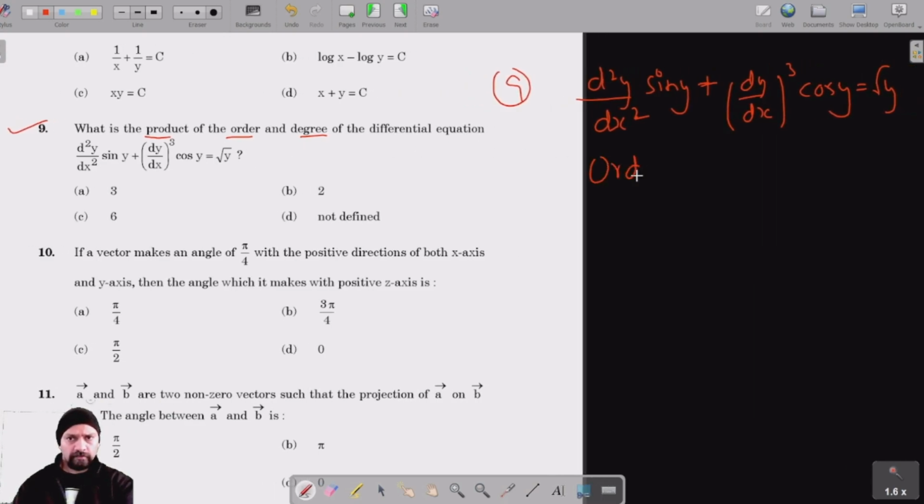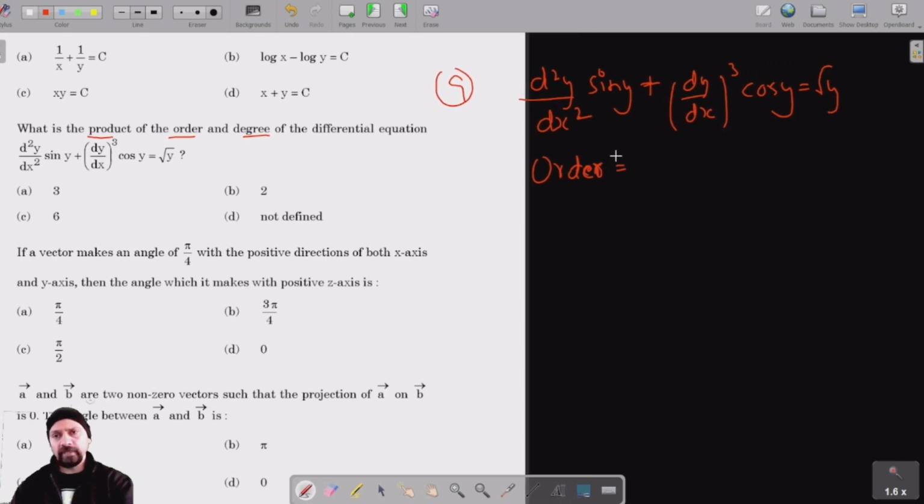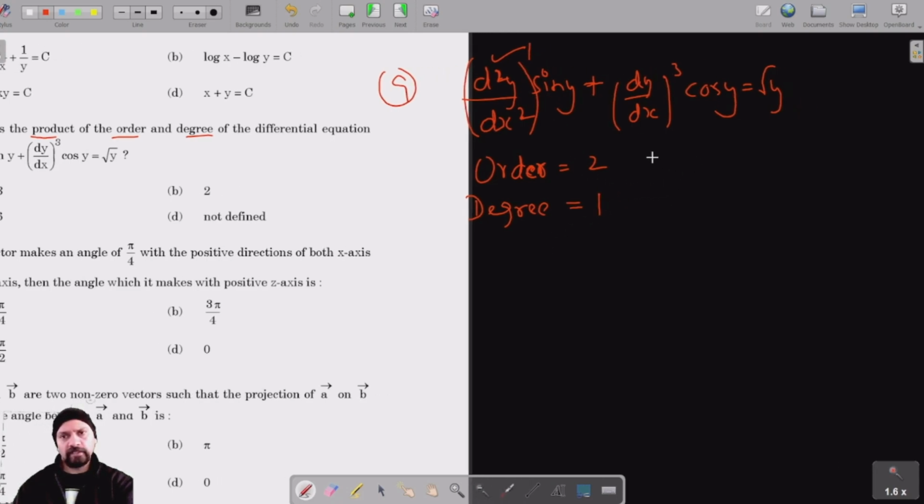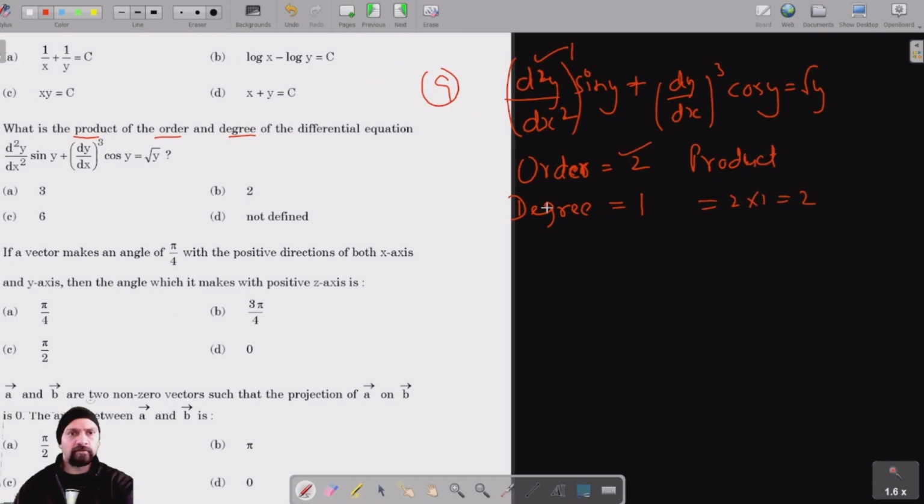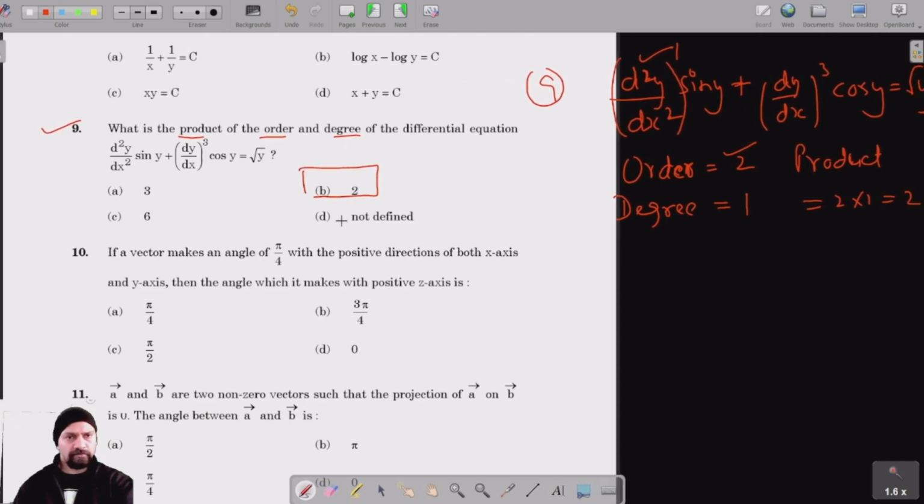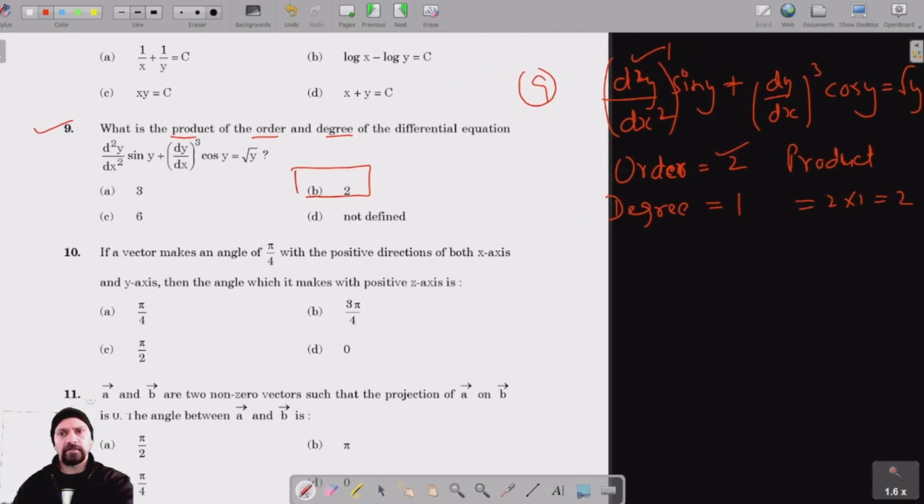here the order is the maximum number of times this differential equation has been differentiated, which is 2. And the degree is the power of the highest order derivative. So highest order derivative is 2 and its power is 1. So it's 1. And we have to find the product of order and degree. So the product of order and degree, order is 2, degree is 1, which is equal to 2. So B is the correct option for this. Let's move on to question number 10.